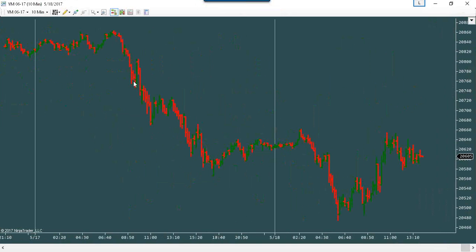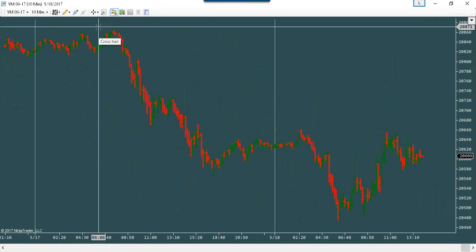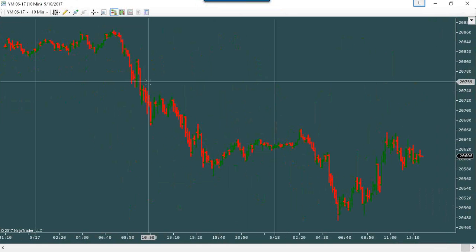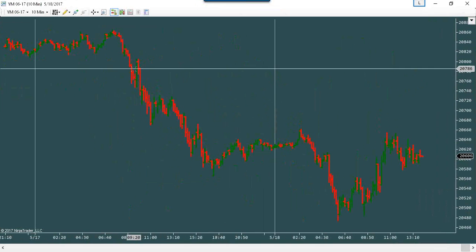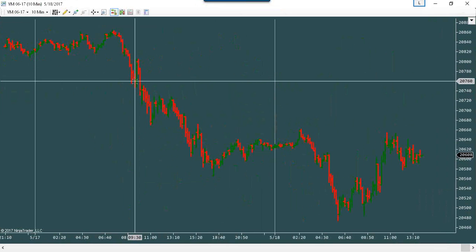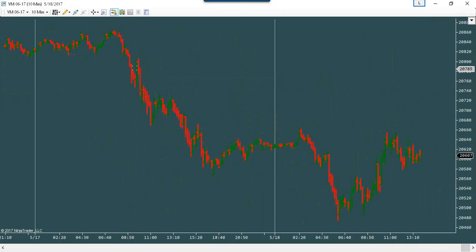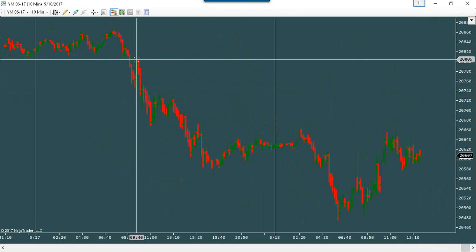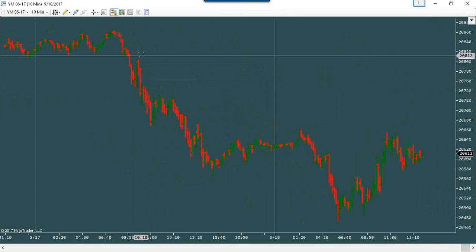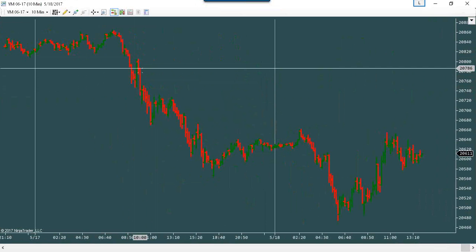Now, if I'm right here and I've got a binary that is going to expire at 10 o'clock, I'm really freaking out about this little pullback up, right? Man, because that could just knock me out of my whole trade.